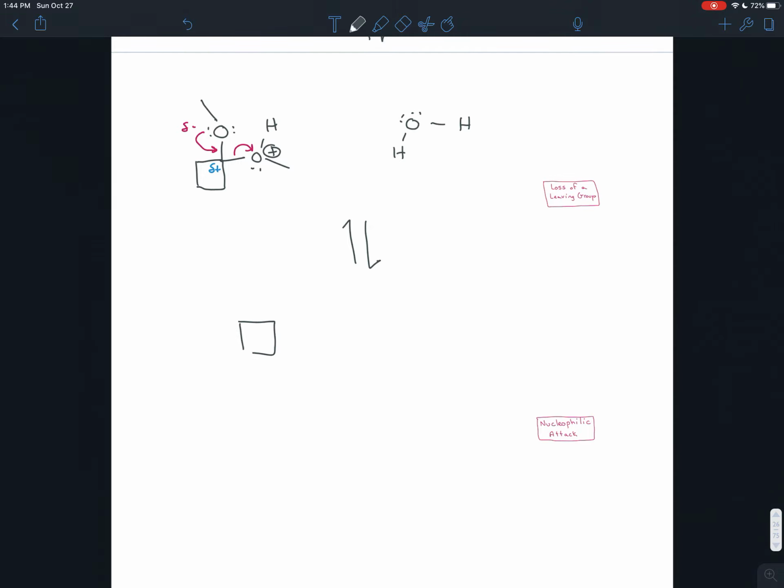The molecule we have now will have a double bond to the oxygen here with the methyl group on it. Notice that oxygen will have a full positive charge because it has three bonds. And then we have a methanol molecule.